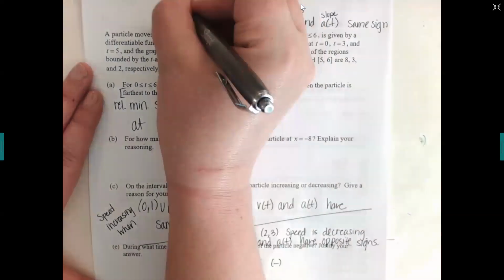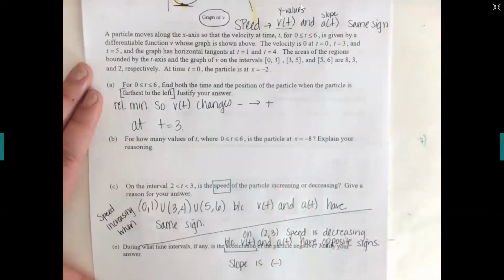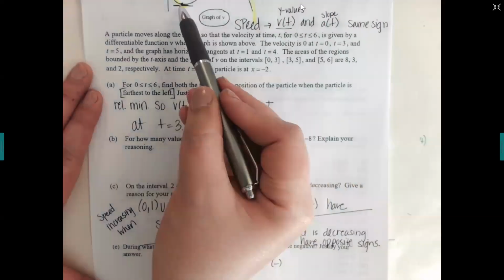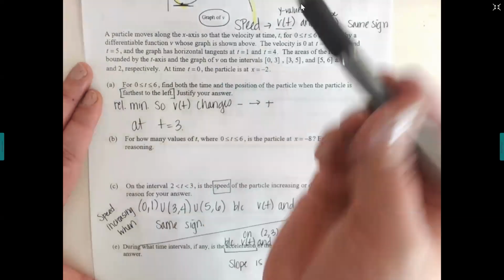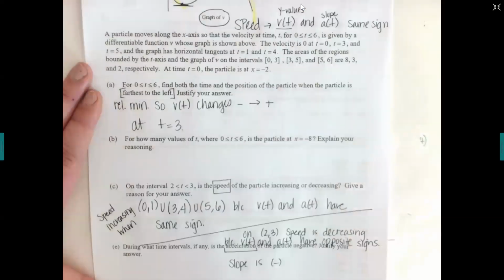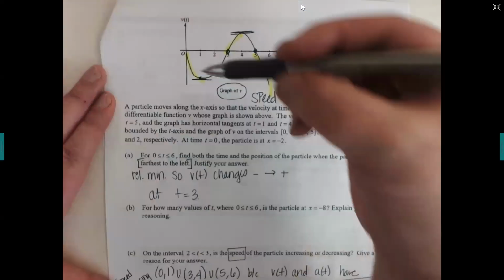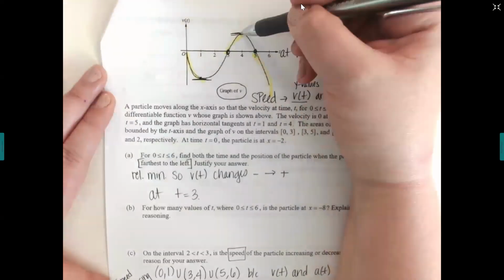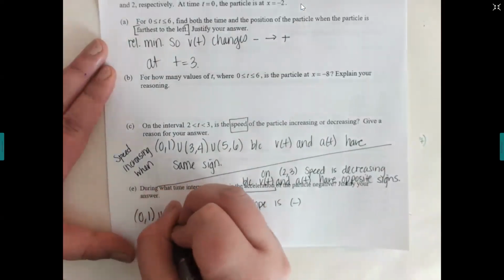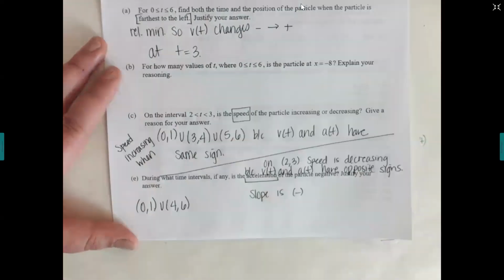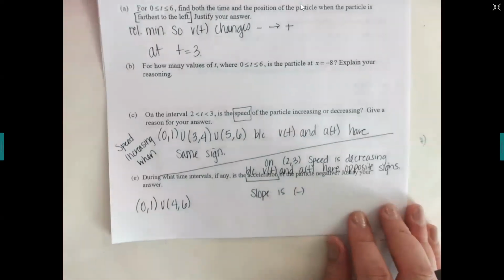So if it's horizontal at one, then I know that's where it turns. Make sure you're careful, don't just guess, go back and read. If it's not clear, they'll put it in the paragraph. So one and four are my turning points. Then I would do zero to one and then four to six. Also, don't put something like four to infinity. You need to stay within the window that they give you.